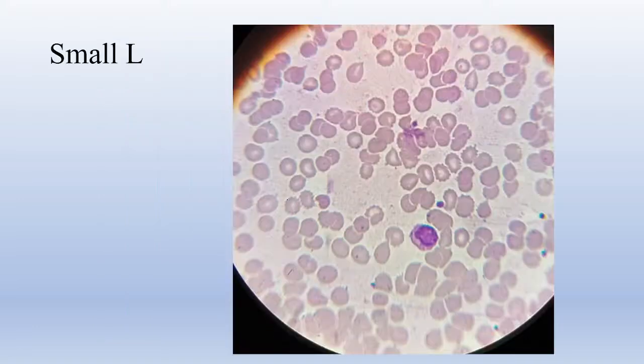Then I have a small lymphocyte. The diameter of the nucleus of the small lymphocyte and the diameter of an RBC are the same. These two diameters are the same. That is how you identify a small lymphocyte and a large lymphocyte. These are the distinguishable things.